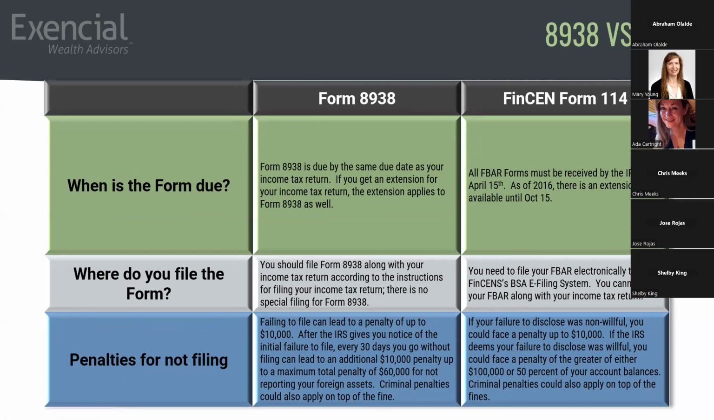When is a form due? They're both due with the tax return. In the filing instructions for Form 8938, it does say that you do need to extend, so that one doesn't have an automatic extension. Where do you need to file the form? Form 8938 is filed with the IRS in the tax return. And for the FBAR Form 114, some of our clients can also file it online. Or we also can file it with the tax return, though this is not reported with the IRS. It's reported with FinCEN, but our CCH system files it with them. And then the penalties are much higher for 8938. They can be up to a maximum penalty of $60,000.